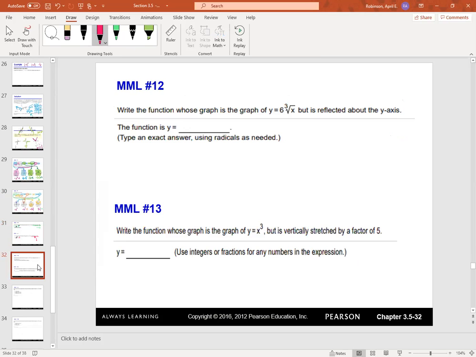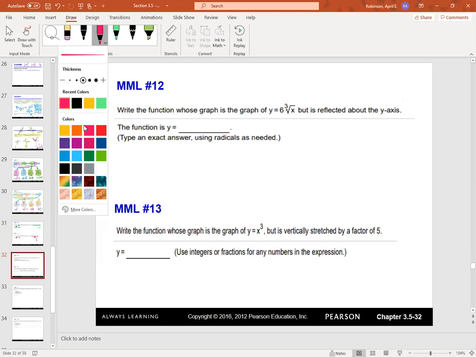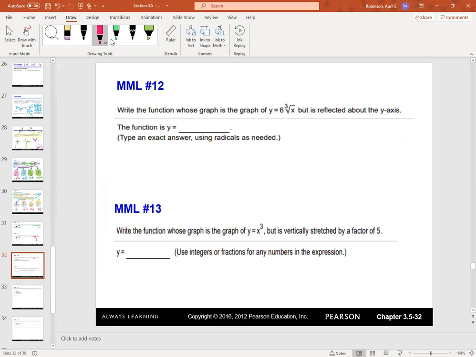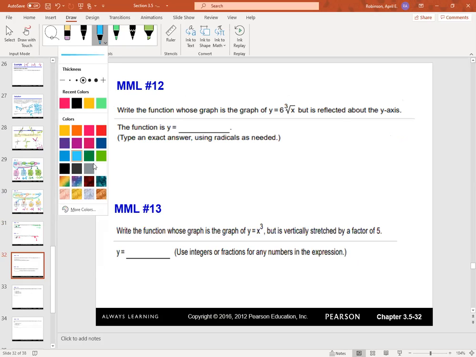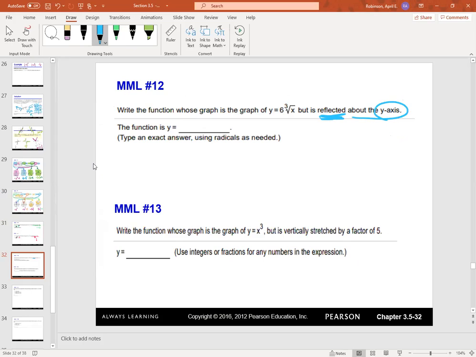All right, this one, you've got the graph of y equals 6 times the cube root of x, but this one is reflected about the y-axis. When you're doing it around the y-axis, the negative has to go on the inside, right next to the x. So that's the only change I'm going to make on my 6 times the cube root of x. I'm going to make the x a negative.